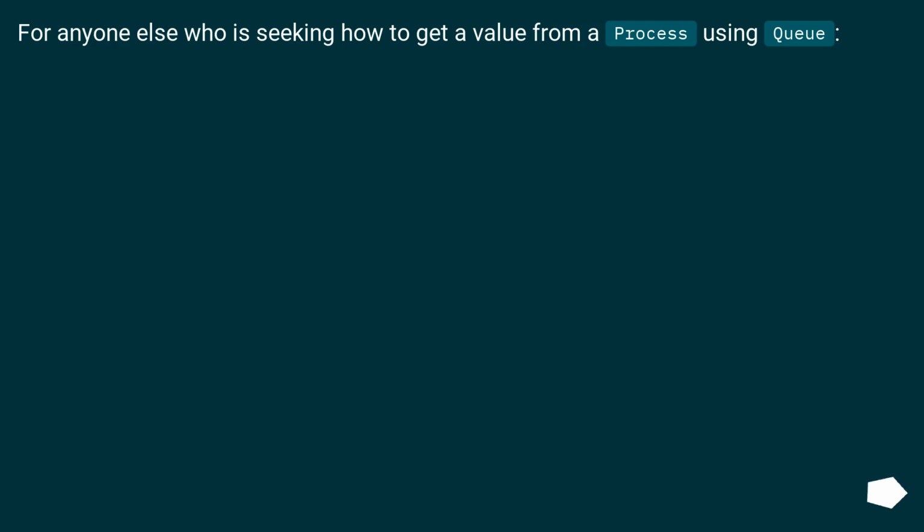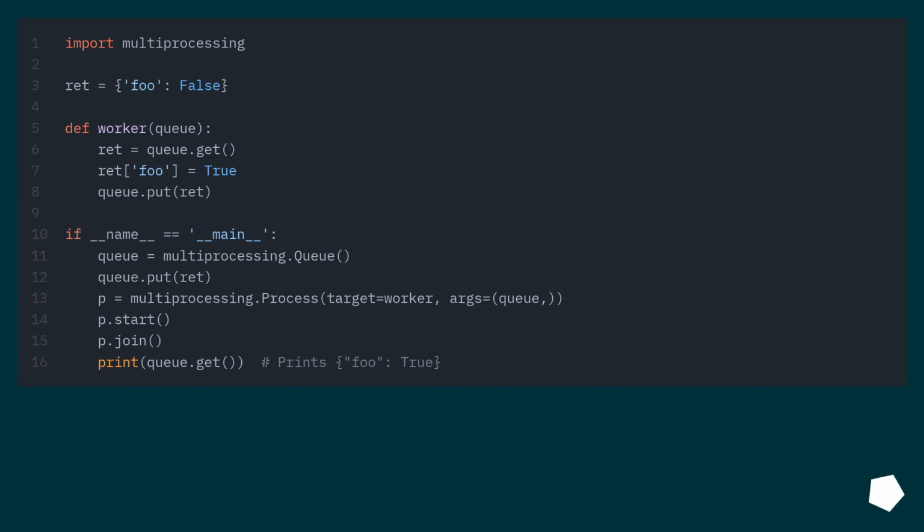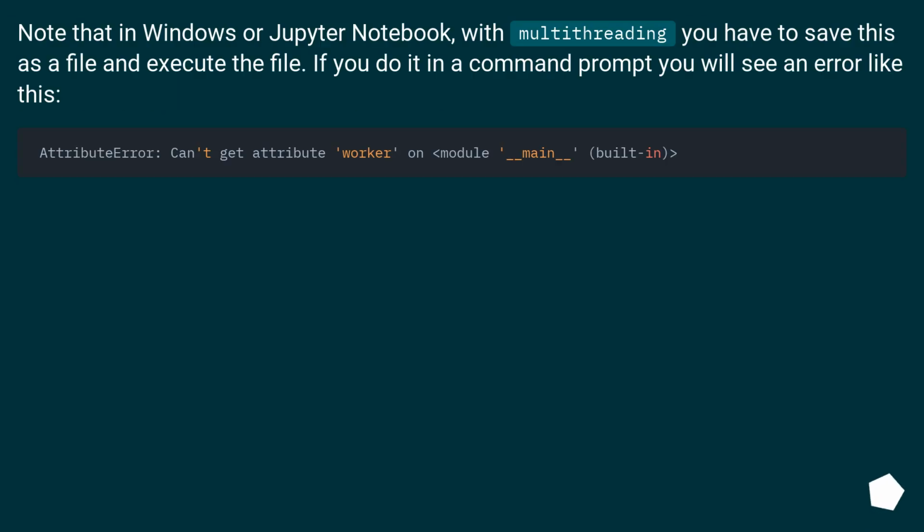For anyone else who is seeking how to get a value from a process using Q, note that in Windows or Jupyter Notebook, with multi-threading you have to save this as a file and execute the file. If you do it in a command prompt you will see an error like this.